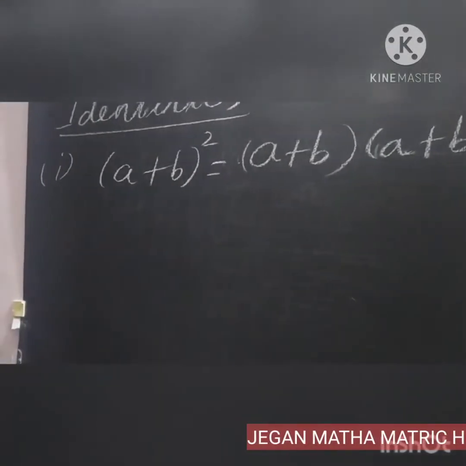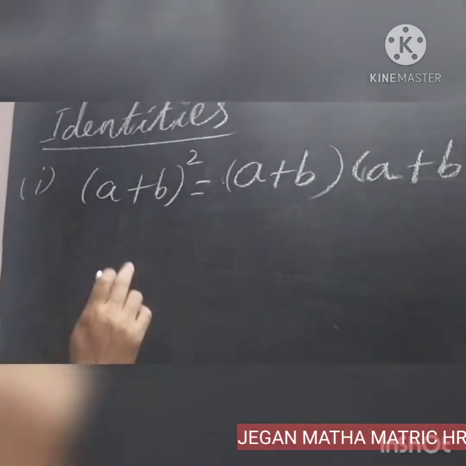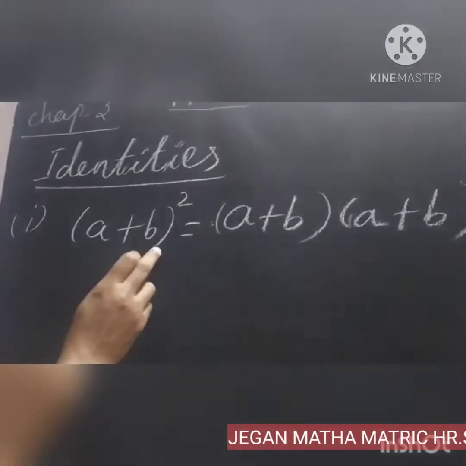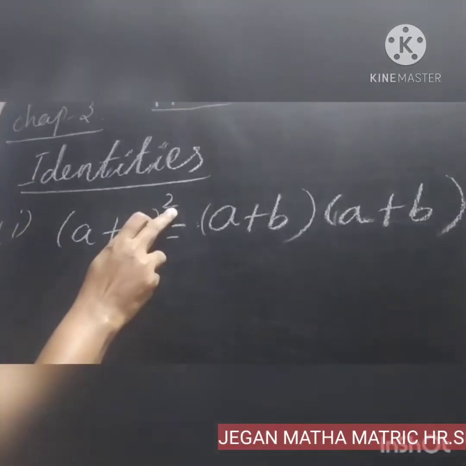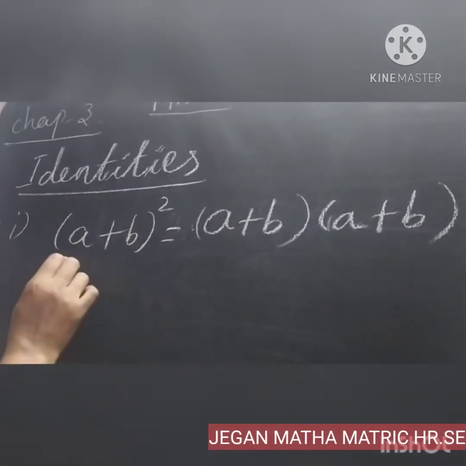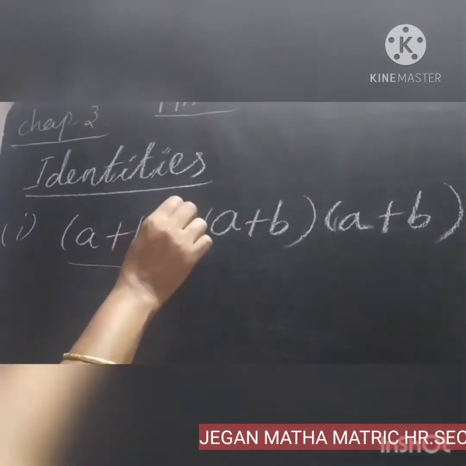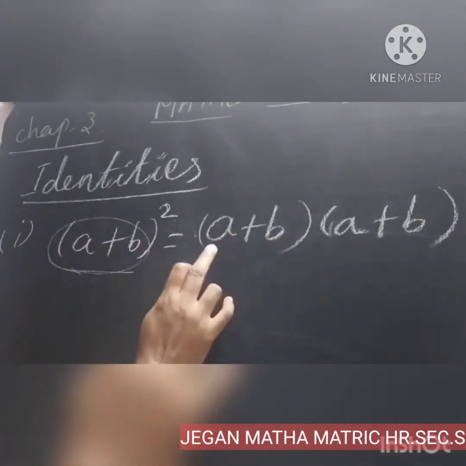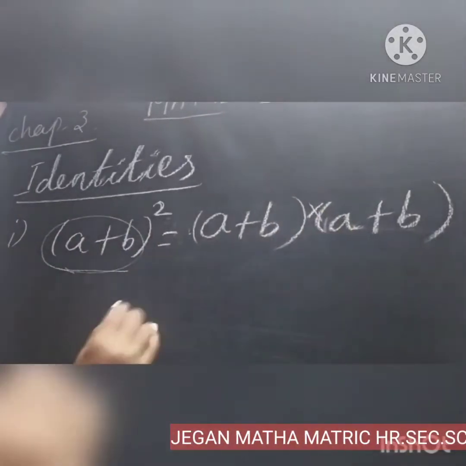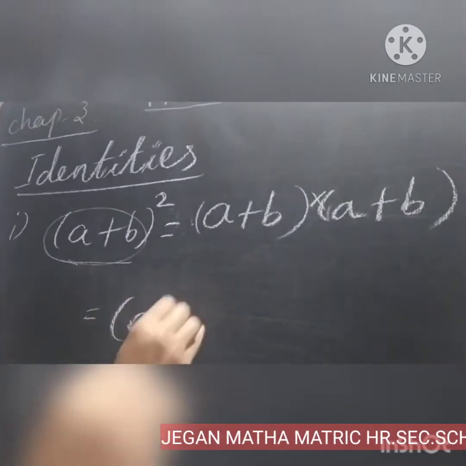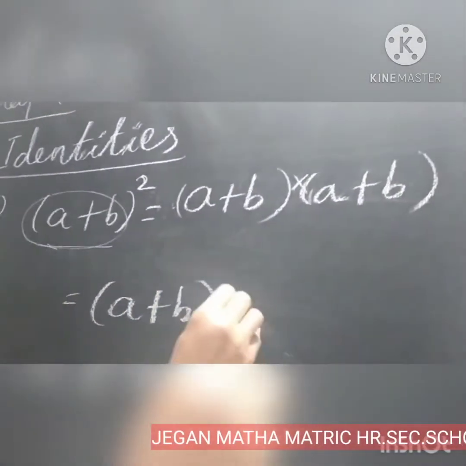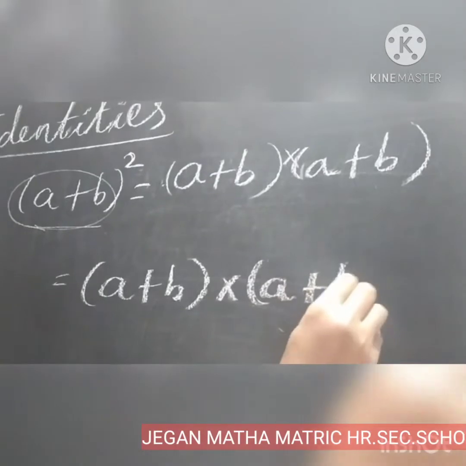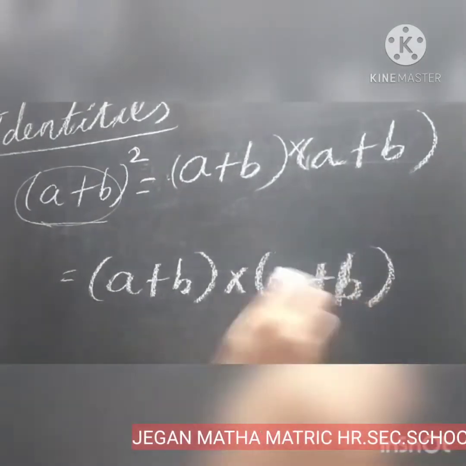Now let us see the steps one by one. First, a plus b the whole squared means what? The base is a plus b. The power is 2, so you have to write this base 2 times. So a plus b multiplied by a plus b. First you have to write a plus b into a plus b. Is it clear? First step.